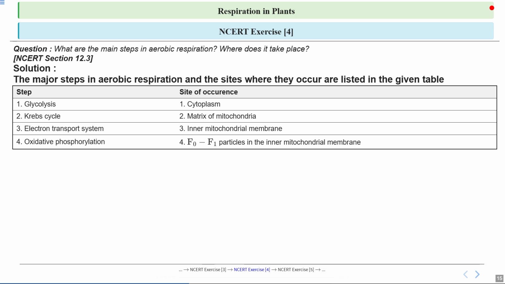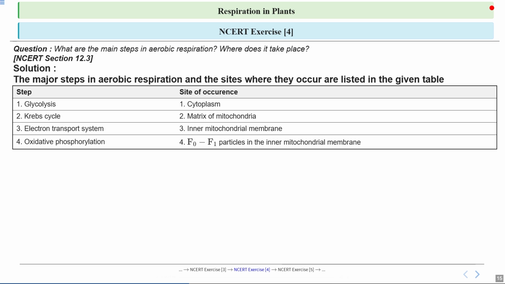First, glycolysis is the first step in aerobic respiration and it takes place in the cytoplasm of the cell. The second step is the Krebs cycle, which takes place in the mitochondrial matrix. The third step is the electron transport chain, which takes place in the inner mitochondrial membrane, where the electrons are transferred from one complex to another.